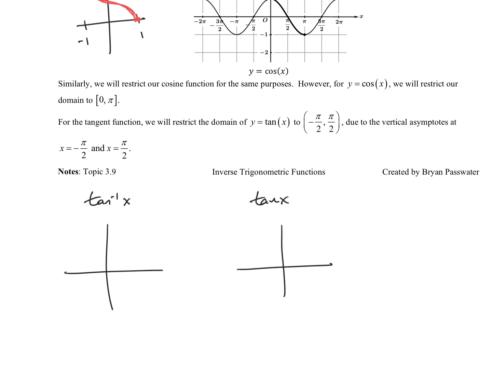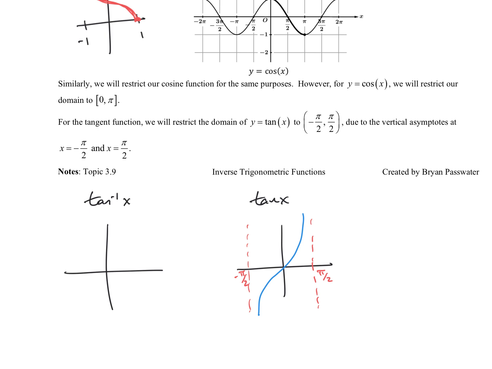All right, cool. So I'm going to talk about tangent first, okay? And so tangent has asymptotes where? At pi's over 2's, right? We just talked about that the other day. And so we have our asymptotes at pi over 2 and at negative pi over 2, right? And what kind of asymptotes are they? They're vertical. Okay, so our tangent function is looking like that, yeah?